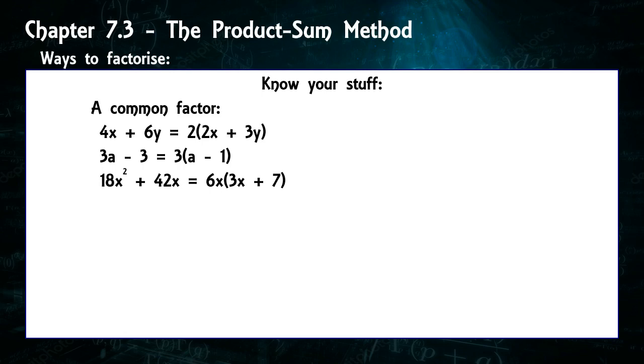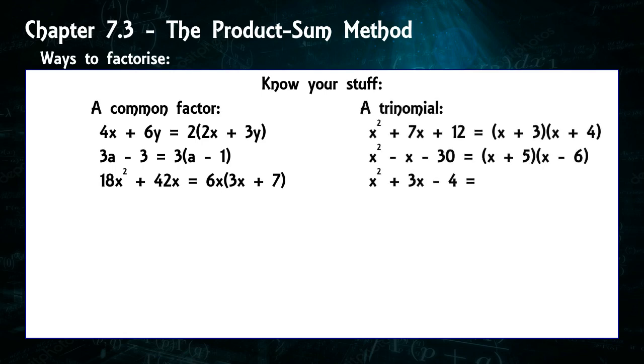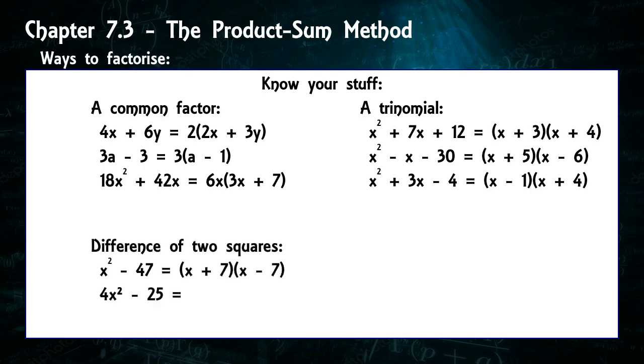Secondly is the product sum method, which you just learned. So x squared plus 3x minus 4 becomes x minus 1, x plus 4. The third method is the difference of two squares. 4x squared minus 25 becomes 2x plus 5, 2x minus 5. A combination of the three is also possible.